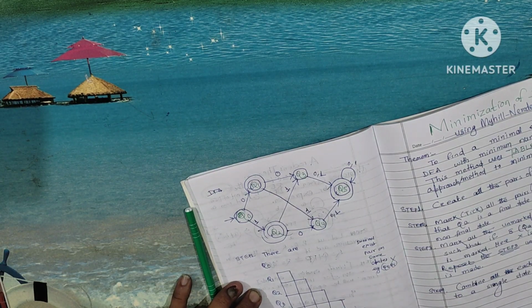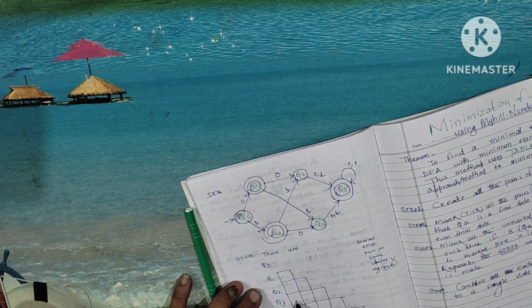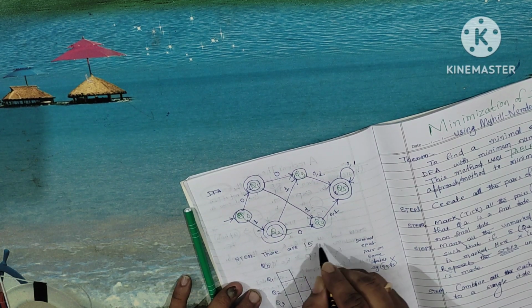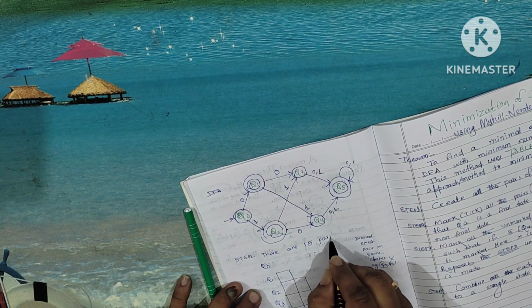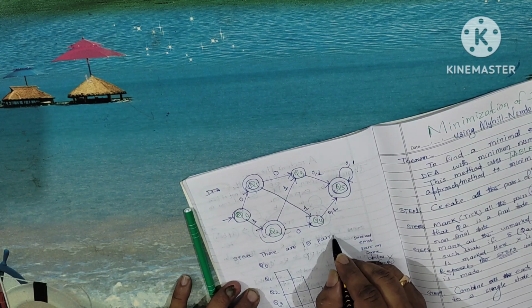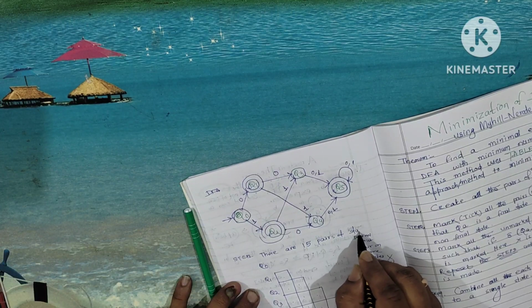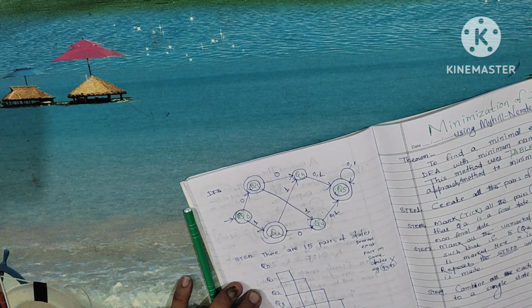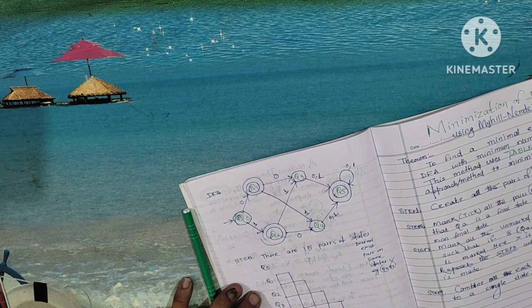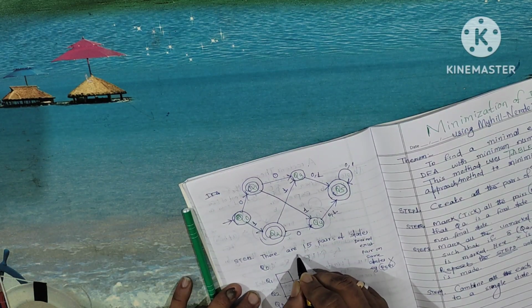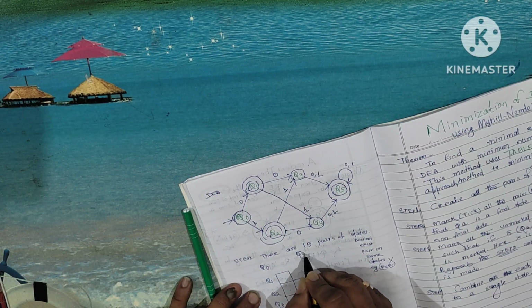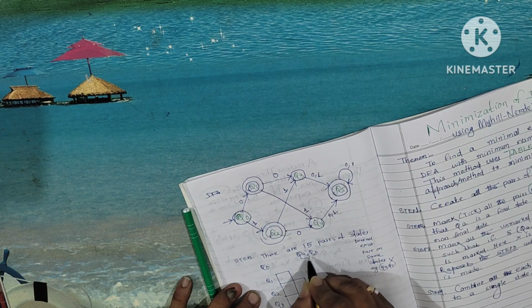So if you count here, 1, 2, 3, 4, 5, 6, 7, 8, 9, 10, 11, 12, 13, 14, 15. There are 15 pairs of states. So how does the pair look? QA, comma, QB.